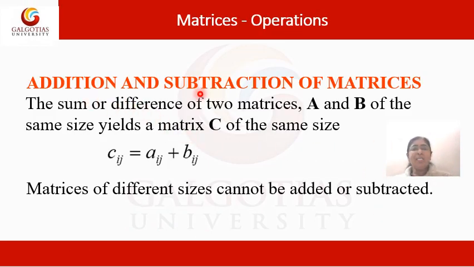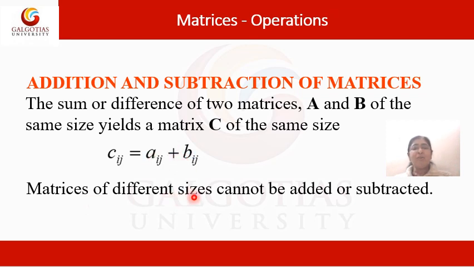Now first is addition and subtraction of matrices. How you add two matrices, how you subtract two matrices. The sum or difference of two matrices A and B of the same size yields a matrix C of the same size, Cij equal to Aij plus Bij. This is the addition of two matrices, meaning elements of the first matrix get added to elements of the second matrix, and if there is the sign of subtraction, then that will serve as subtraction of two matrices.